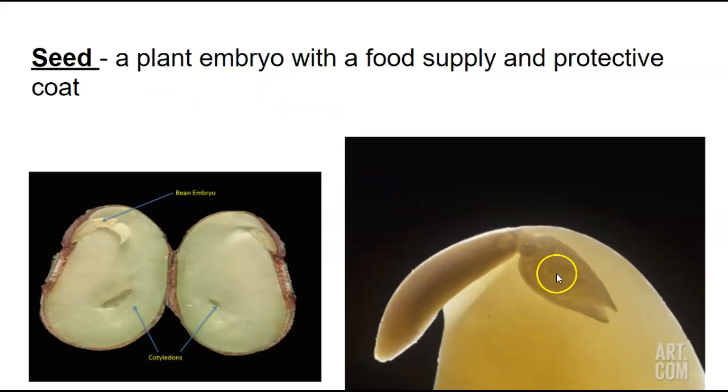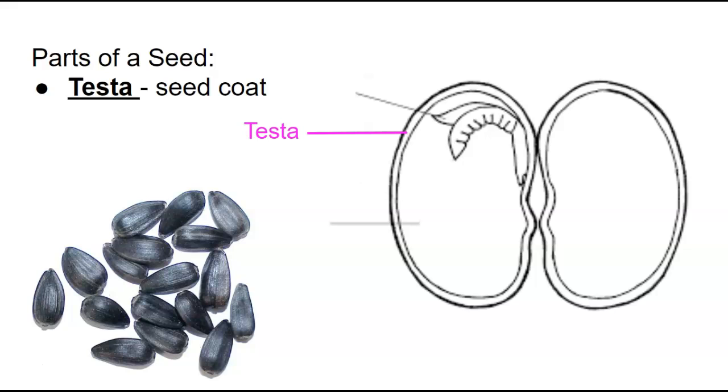This is a close-up, and you can actually see the little baby plant inside of that seed. So we're going to talk about parts of a seed. I have this diagram for you. It's in the note packet, or you can just grab it from me if you're writing in your notebook tomorrow.